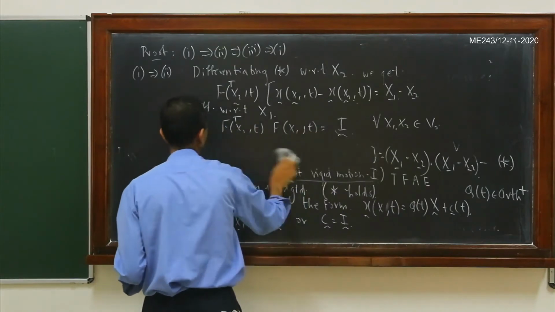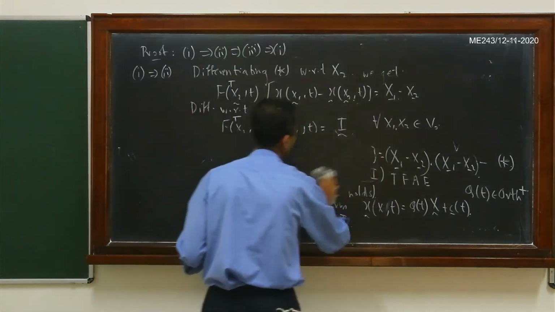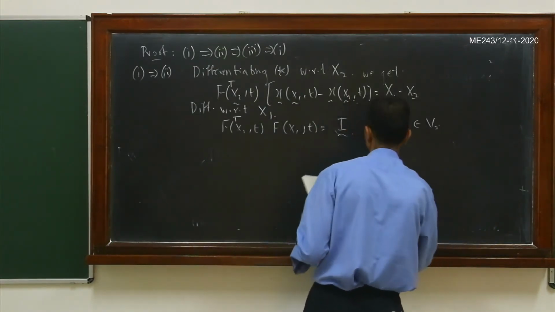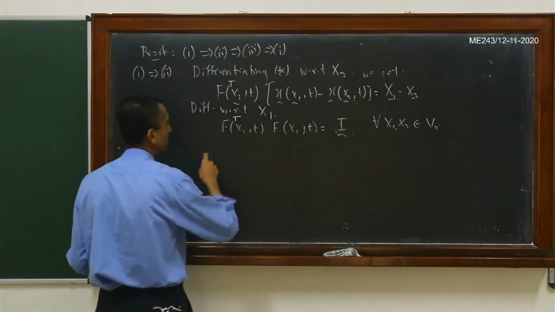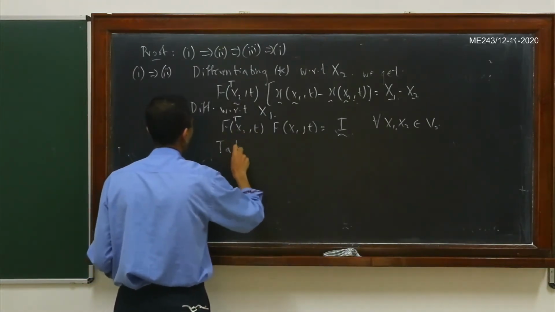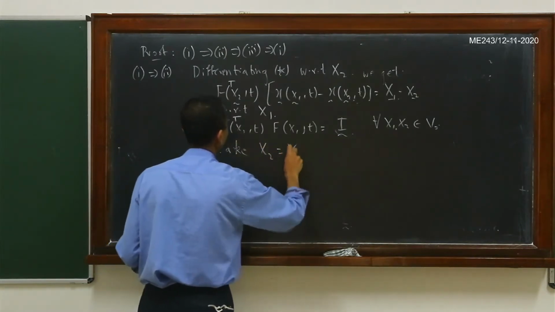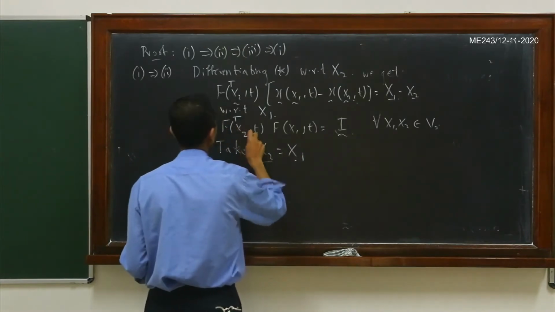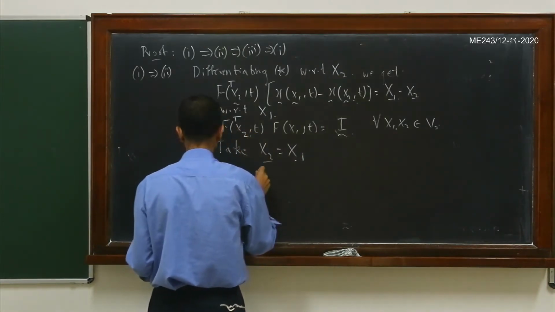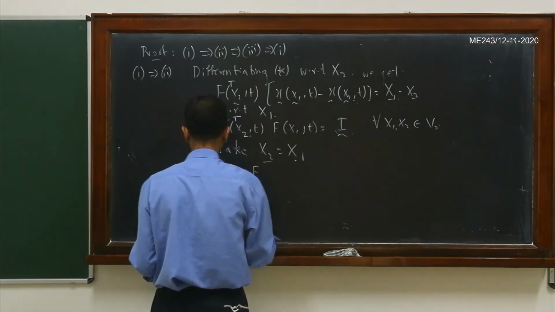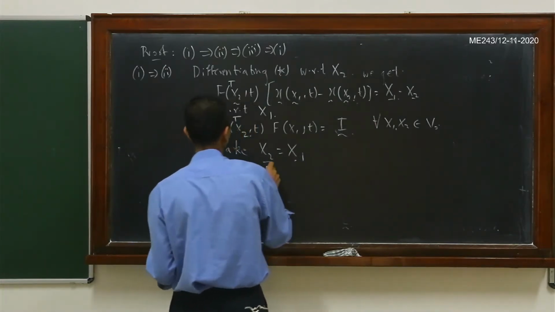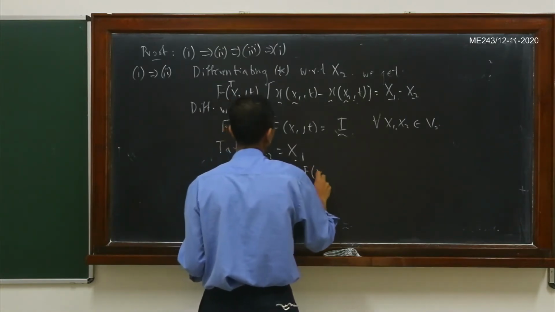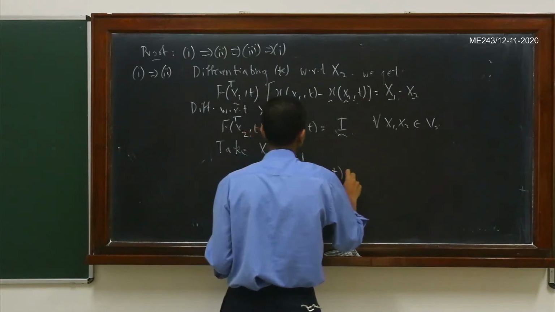Okay, so now since it is valid for all x1, x2, we can set x2 to be equal to x1. Then in that case, what we'll get is that f of x1 comma t transpose times f of x1 comma t is equal to identity.